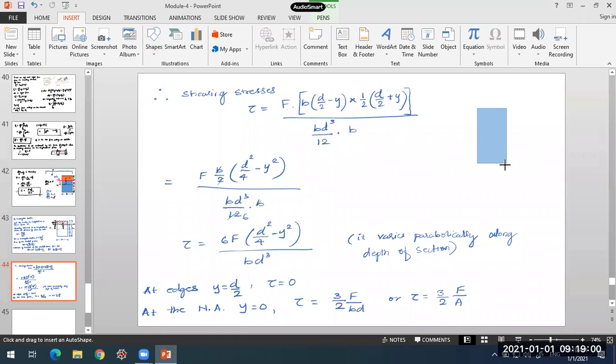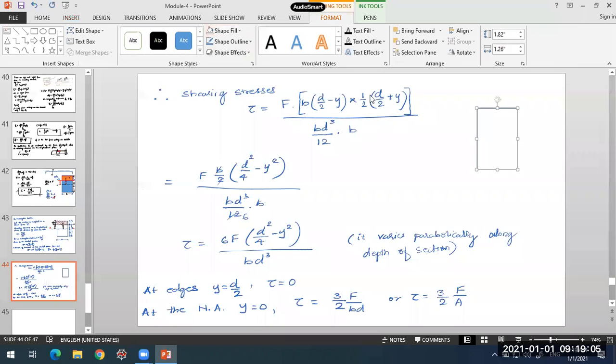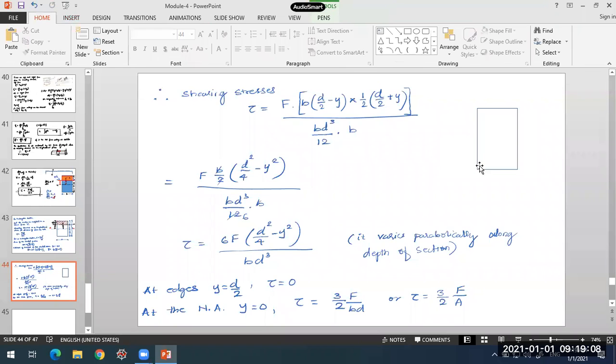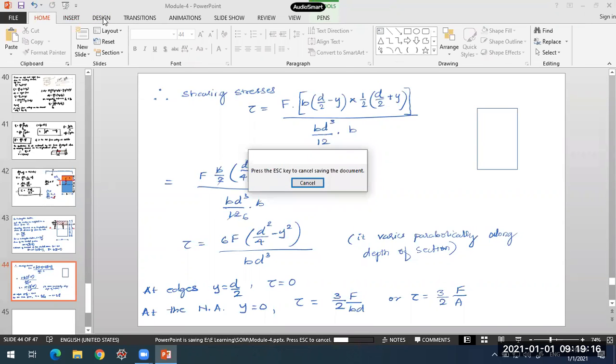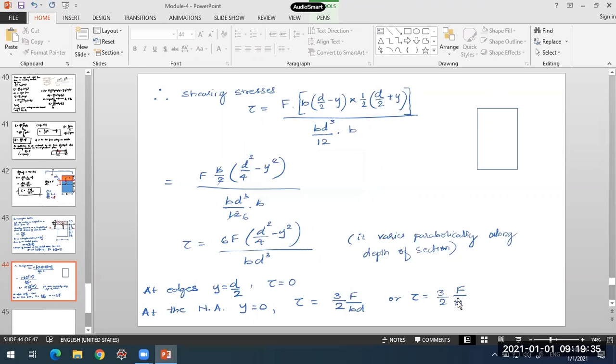So what I can say is the shear stress at the neutral axis is 1.5 times the average shear stress. So this can be concluded over here. What is average shear stress? Average shear stress is the shear stress acting on the transverse plane, which can be obtained by dividing the shear force value by the cross-sectional area. We call it the average shear stress.